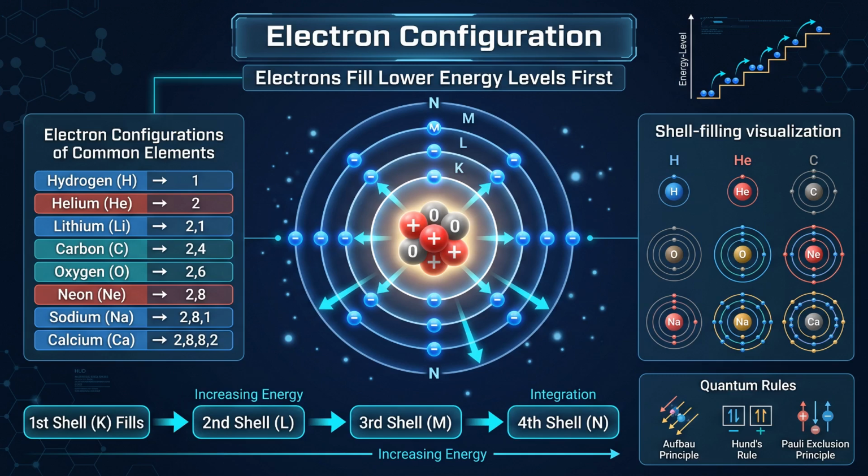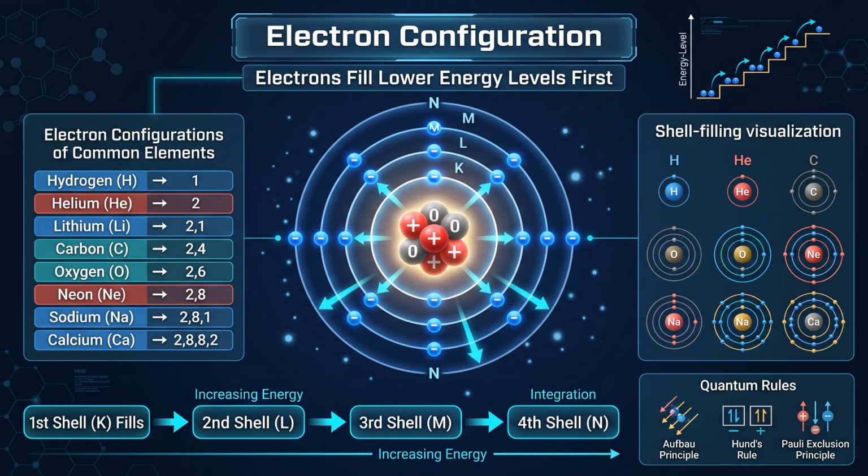This arrangement is extremely important because it determines an element's chemical properties, its position in the periodic table, the types of chemical bonds it forms, and how it reacts with other elements. When scientists discovered atoms, they realized that electrons are not scattered randomly around the nucleus. Instead, electrons occupy specific energy levels according to well-defined rules.